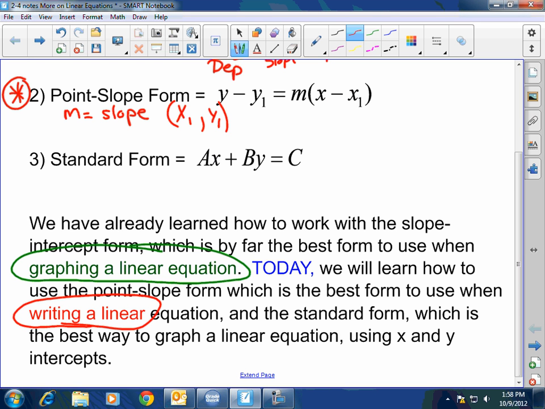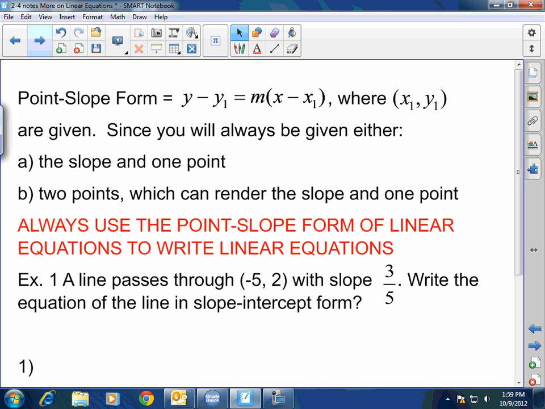So here we're writing an equation, and the standard form, we're going to learn that, which is the best way to graph a linear equation using x and y intercepts. So that's what we're doing today. All right, point slope form.